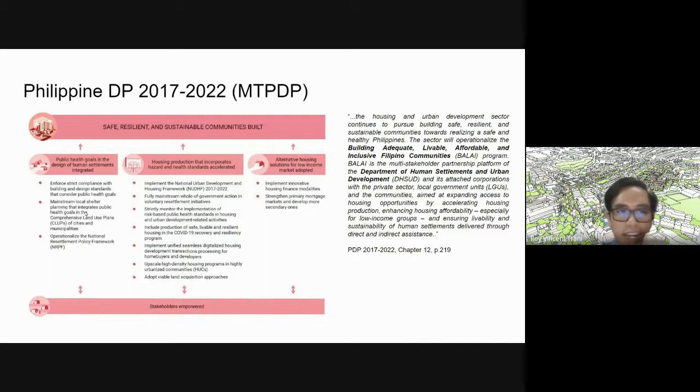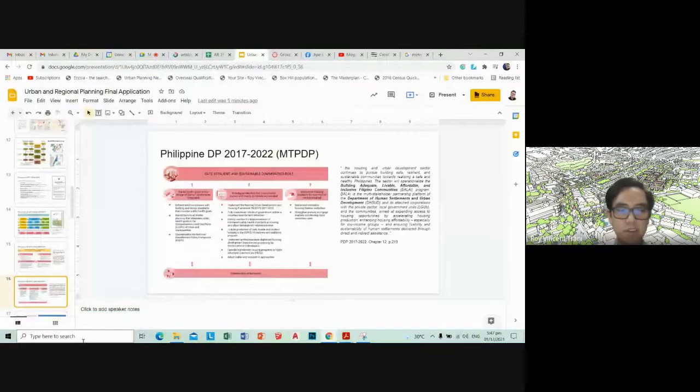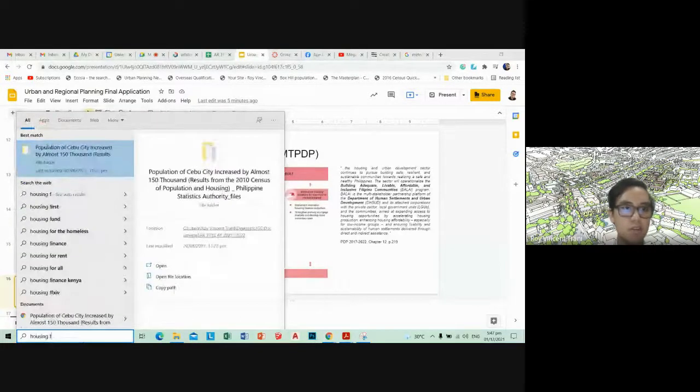Mainstream local shelter planning that integrates public health goals in the comprehensive land use plans of cities and municipalities. So what are those public health goals? What is that framework? But over here, in housing production that incorporates hazard and health standards to be accelerated, they mention a document called the National Urban Development and Housing Framework. If anyone wants to do a thesis on housing, affordable housing, this will be your document to review. I took a quick look at it. I can show you here, the housing framework.